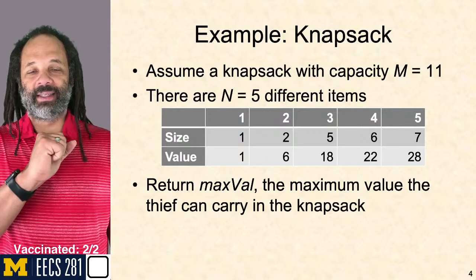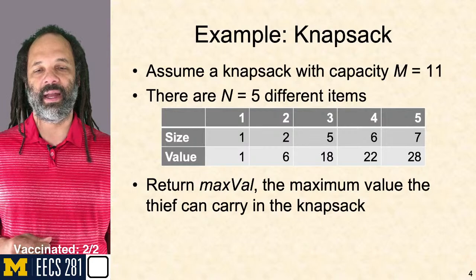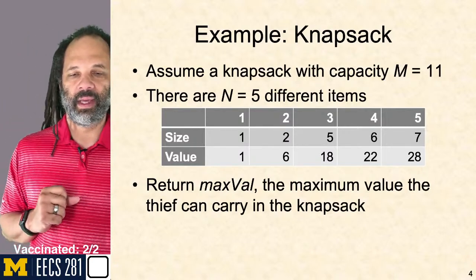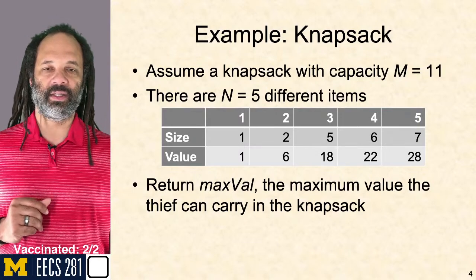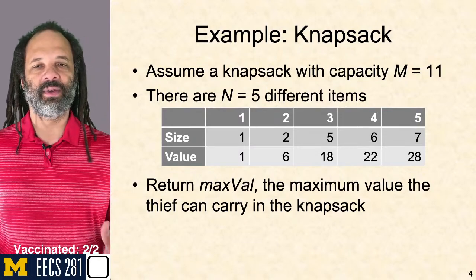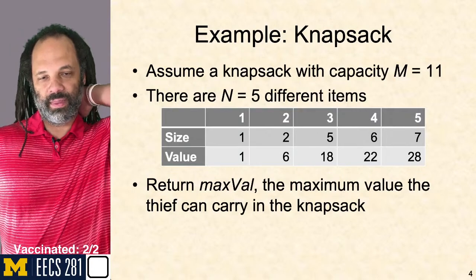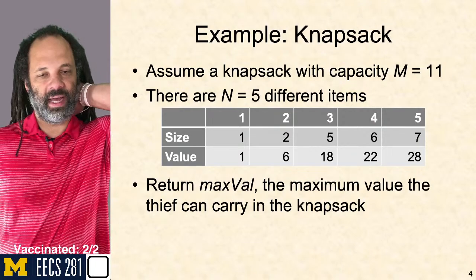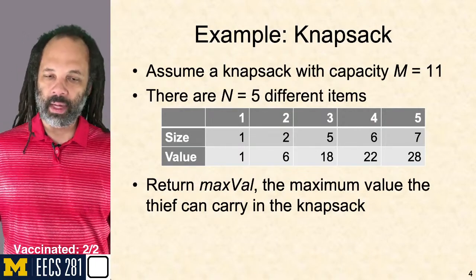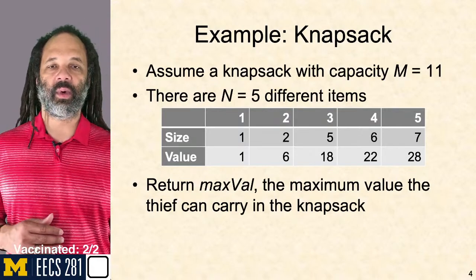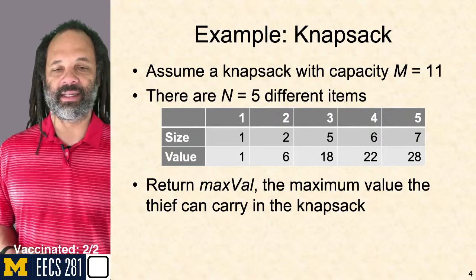Assume the knapsack has a capacity of 11. This is M, and there are these 5 different items. There's N. Here is an example set of items. Because it's such a small example, let's figure out what the optimal would be. With these 5 items of sizes 1, 2, 5, 6, and 7, and values 1, 6, 18, 22, and 28, what's the maximum value I can get in a bag of size 11?